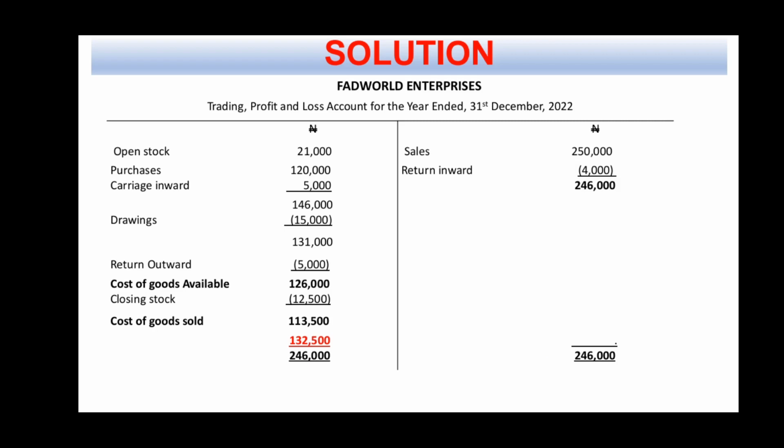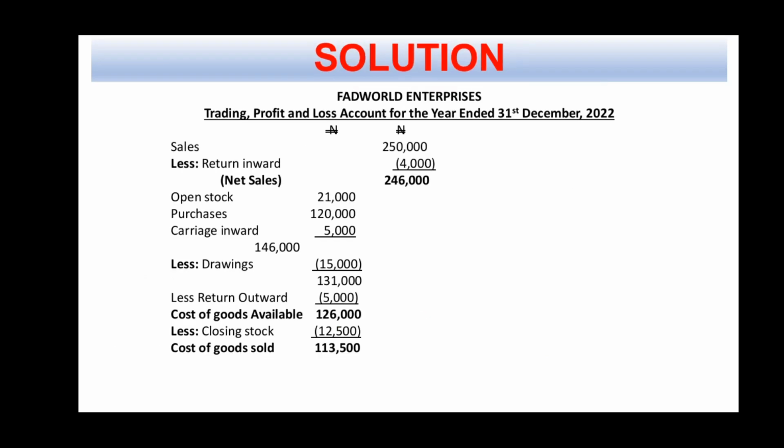So that balance is what we call the gross profit. That is the gross profit of the business for the year. So to those of you using this format, we already have our cost of goods sold. Let's close the account, take it to under the total column where we have our net sales, which is 246,000. If we subtract 113,500 from 246,000, that is going to give us 132,500, and that is our gross profit for the year.